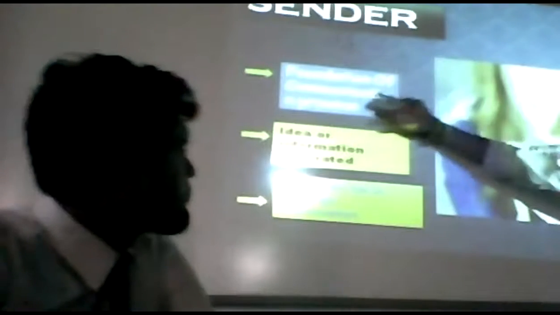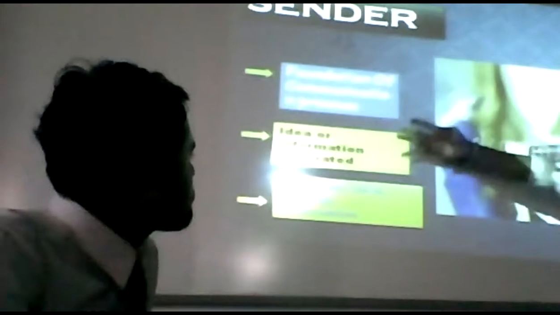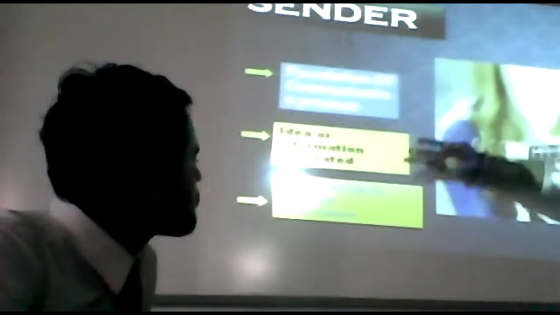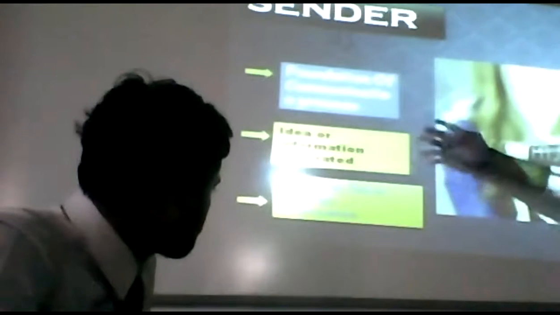Sender. The sender is a person who wants to express feelings, emotions, and ideas to the receiver. It is the foundation of the communication process. From here, the communication process begins. The sender formulates ideas and generates information in his mind, and then the communication process has begun. Let us move on.